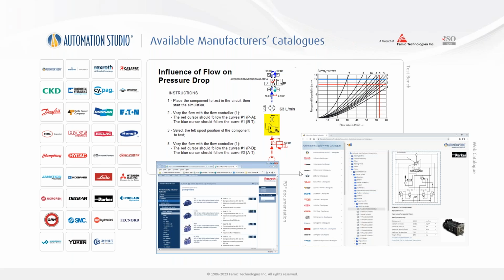So this is one of the main features which we have in Automation Studio, the manufacturer's catalog. I'll take you through this once we start with the demonstration. These are the available manufacturers' catalogs we have. All the components from these manufacturers are in Automation Studio, and all you have to do is configure the product. Once you configure it, it will be ready to simulate. Also, with every catalog we have a test bench. If you want to test the component which you are trying to build in your exercise, you can test it on your test bench.